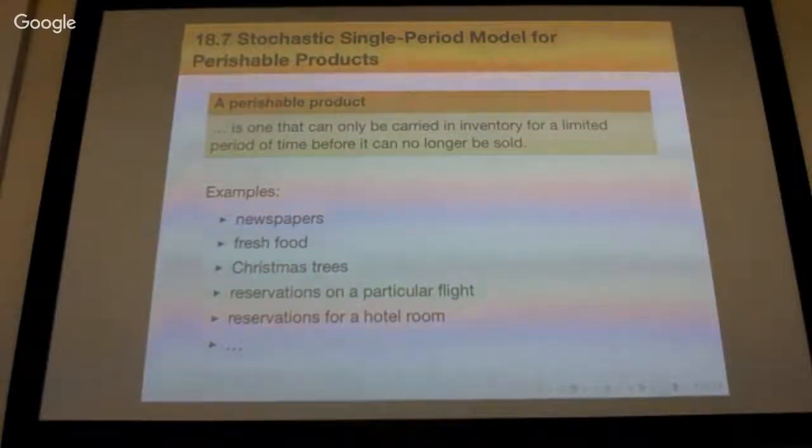What about the third one? Yes. So when you've got these things, the Christmas trees is not very strictly like this, because when you run out of Christmas trees, the period is long enough so you can order some more. But newspapers and things like that, it is a daily problem, and if you run out of newspapers, there's very, very little chance of actually getting some extra ones.